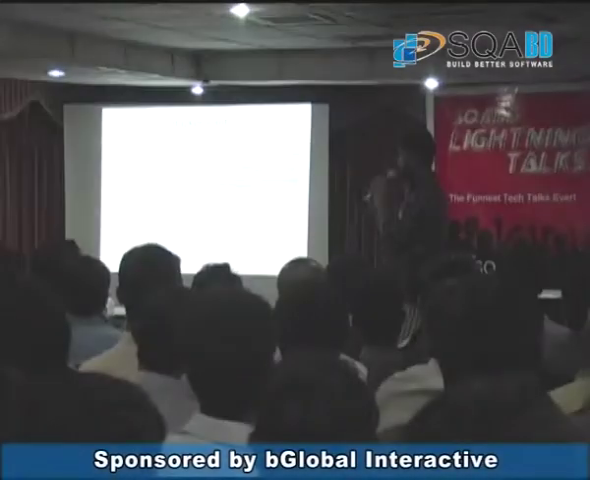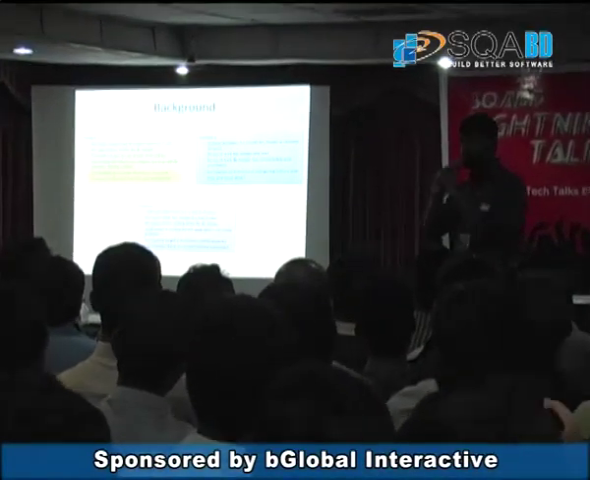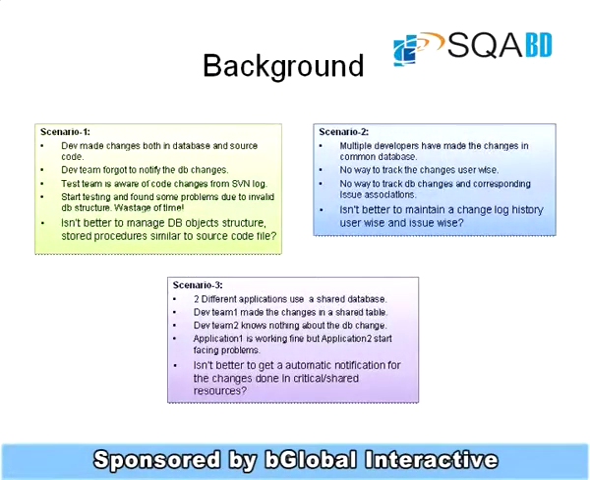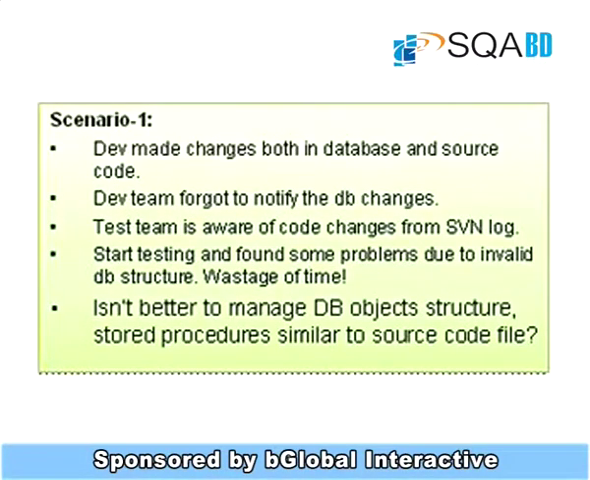Okay, actually I will start with three scenarios. Consider the number one scenario. The development team had made the changes in the database and the source code. The development team forgot to notify the database changes to the test team.